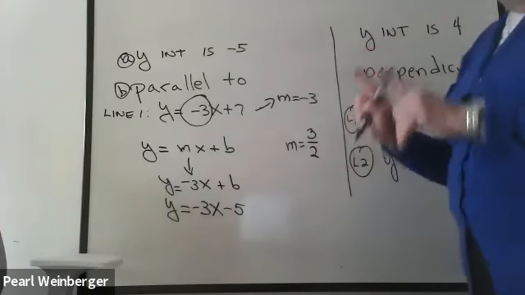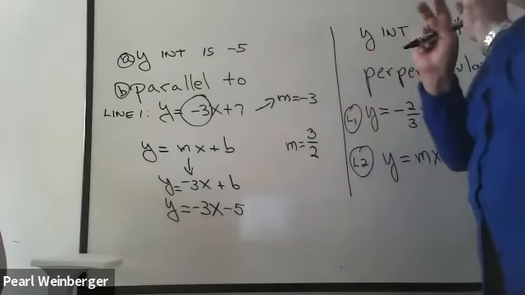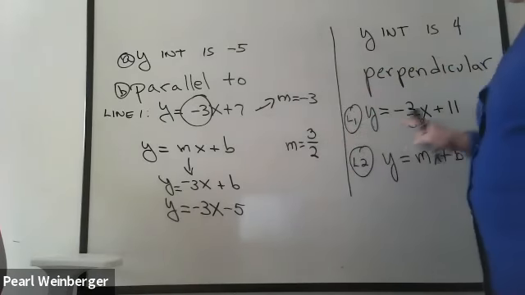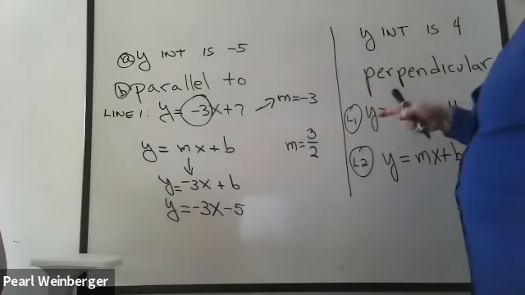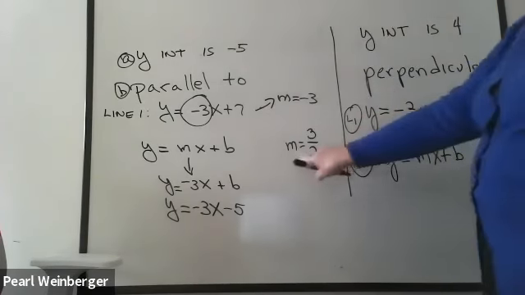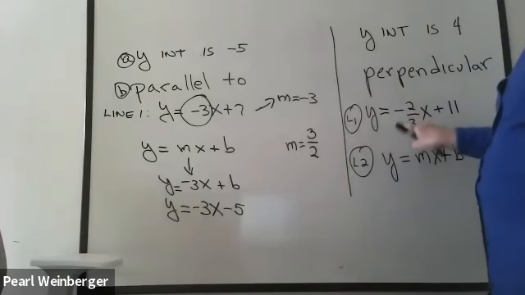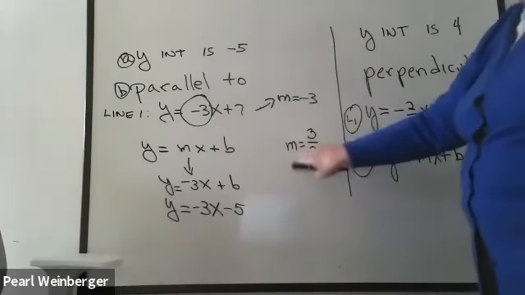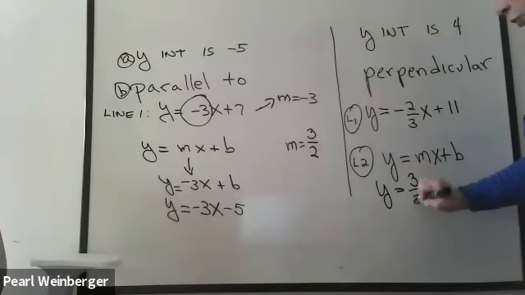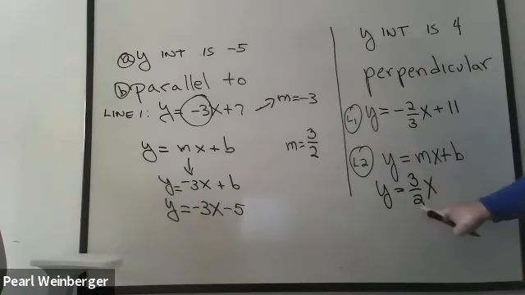Right. When you're finding the slope of a perpendicular line, you have to do two things. You have to take the fraction and flip it over, so 2 over 3 becomes 3 over 2, and you change its sign. If this was negative, my answer has to be positive. If this one had been positive, then my answer would have been negative. So now I know that y equals 3 over 2x, because now I know what my slope is.